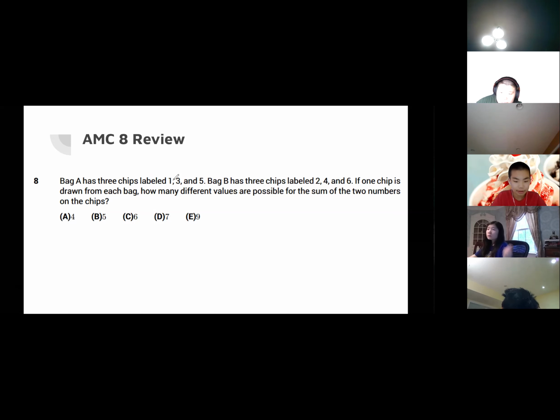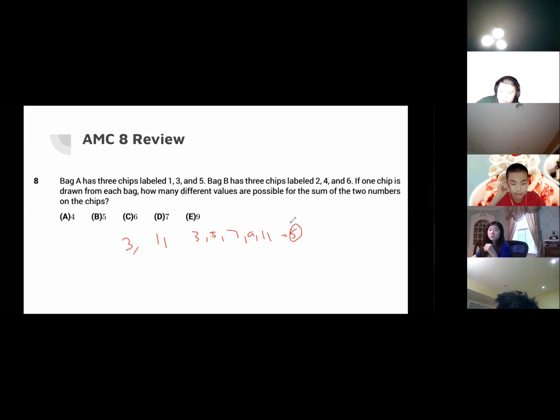Instead, note that because these are odd and these are even, the sum will always be odd. The smallest sum they can have is 3, the largest sum they can have is 11. And you can actually get every odd number between 3 and 11, because these are in increments of 2, so you can add 2, and then add 2, and add 2 by just incrementing these values. And so our possibilities are 3, 5, 7, 9, 11, for a total of 5.